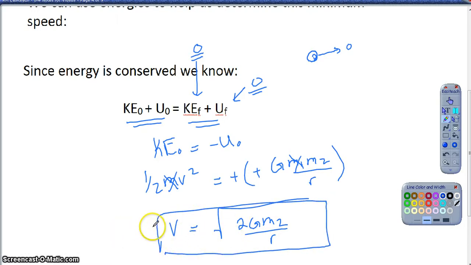Since this is the minimum velocity, anything more than this and it would safely break away. If it did have any more than this minimum velocity, then it would have some remaining kinetic energy when it reaches that infinite location. But this is the absolute minimum value needed to break free of the gravitational pull of whatever body it's in orbit of. That concludes the last topic in this section of the notes.